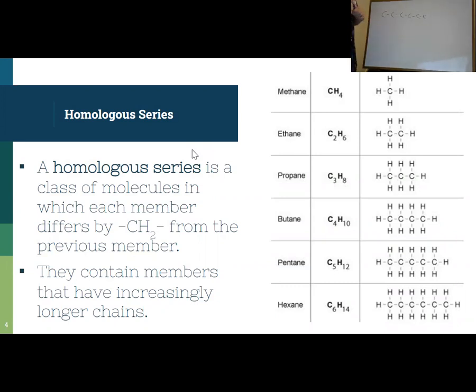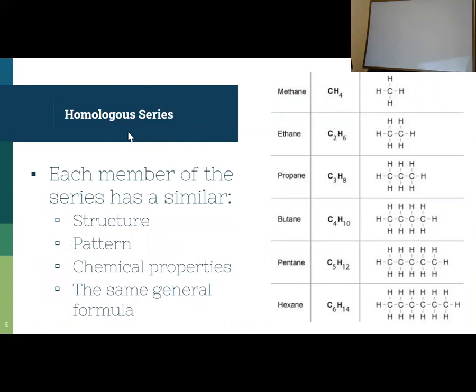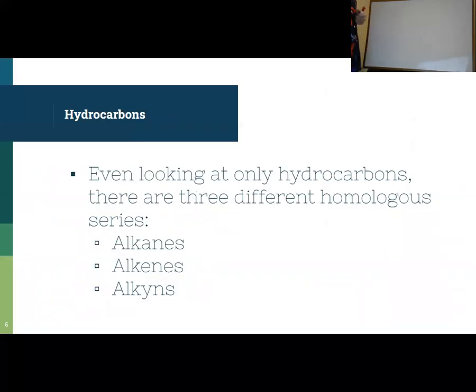So you can see there, methane is the simplest organic compound. It's just carbon and hydrogen. Ethane is a little bit more complex. Propane, butane, pentane, hexane, getting bigger by CH2 each time. They have increasingly longer chains. But each member of the series has a similar pattern, chemical properties, and general formula. So all of these here, except for pentane, are used as fuels when they're burnt for energy. So I'm going to do this on the whiteboard.